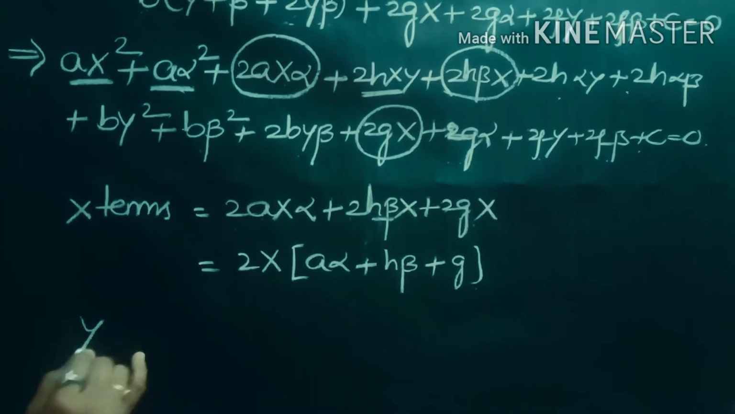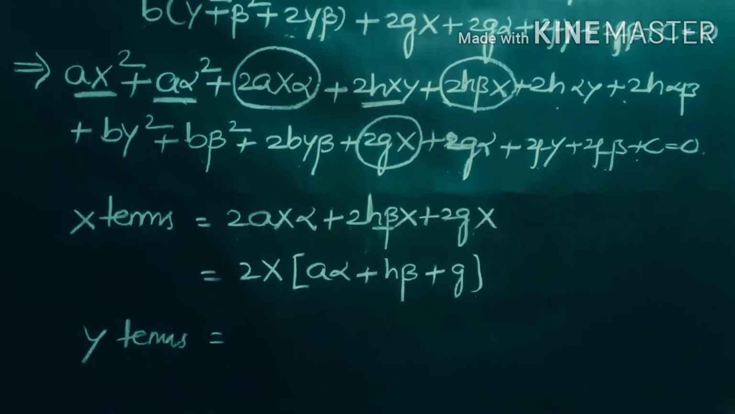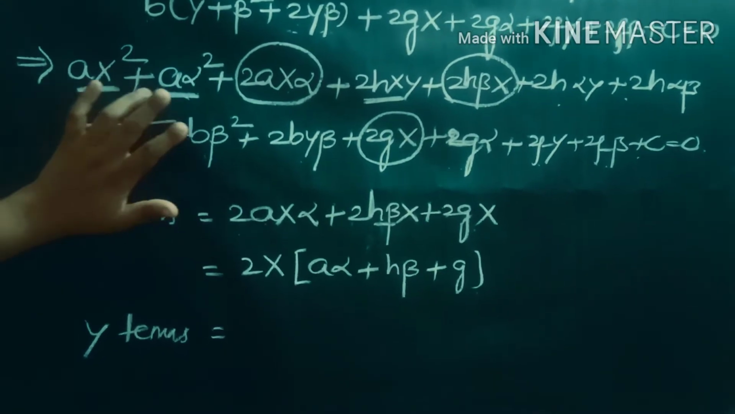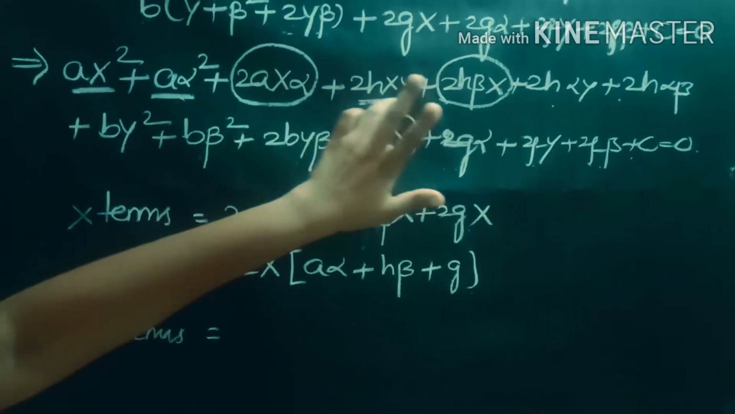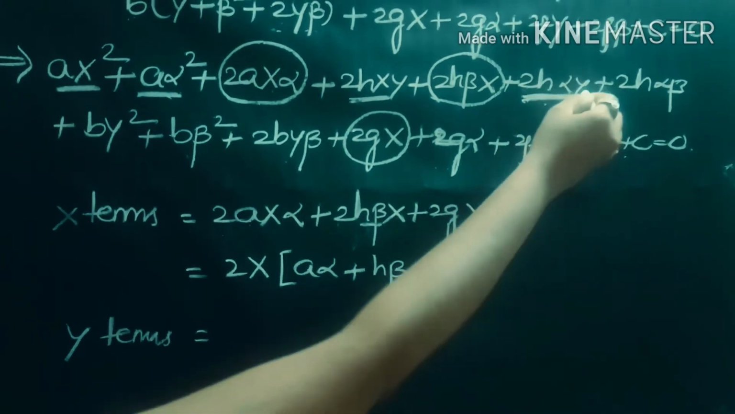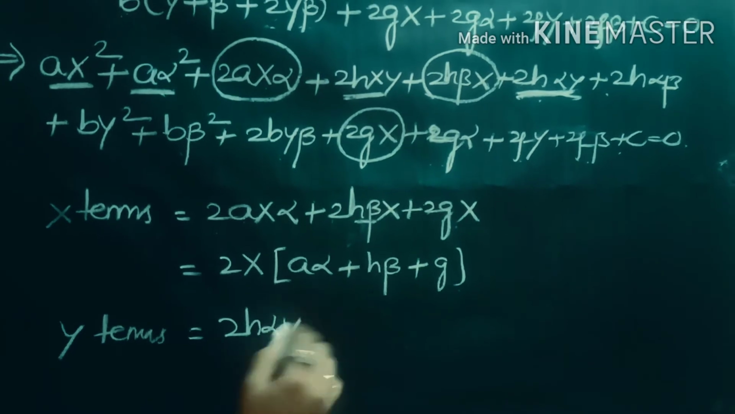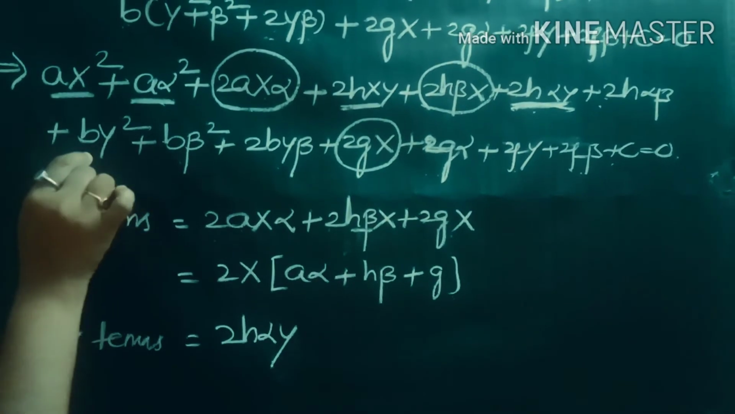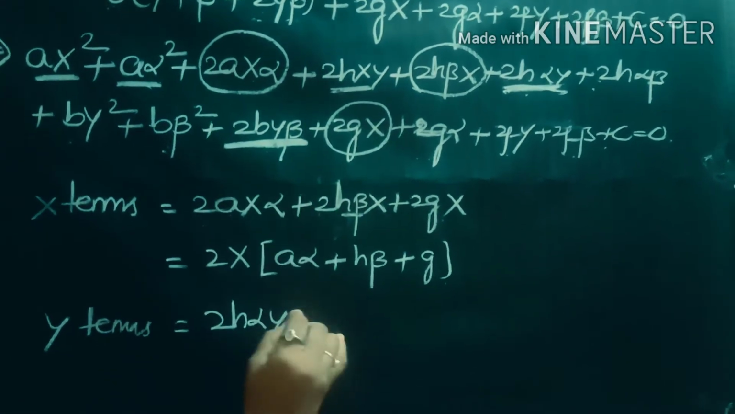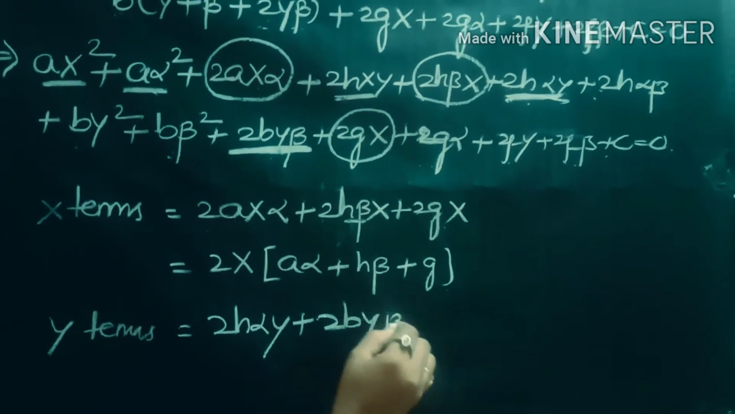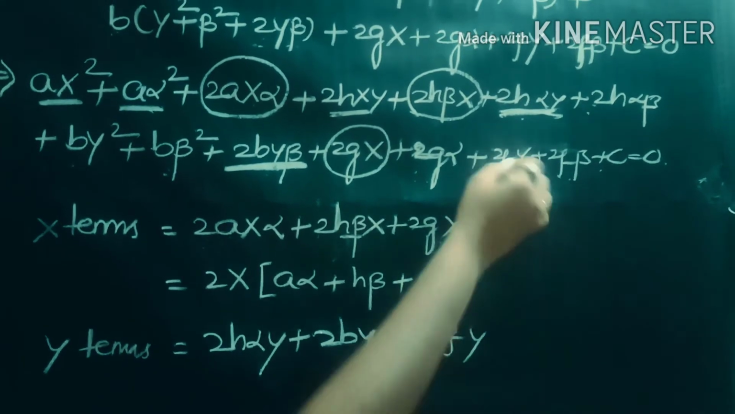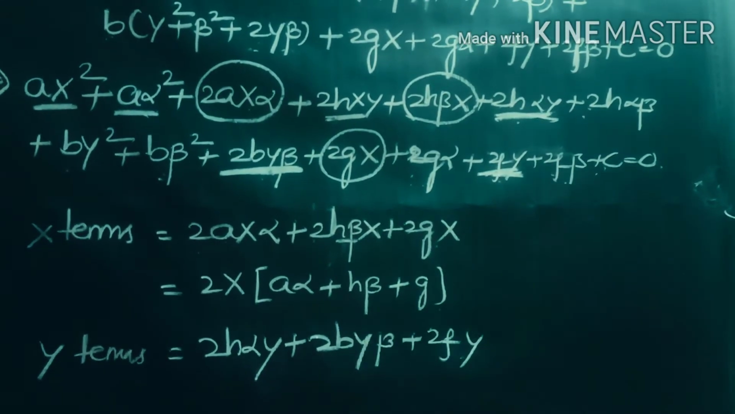Now we take the y terms. So what are the y terms? First we check which terms are there. a x square, a alpha square, 2a x alpha are not y terms. xy, 2h beta x is not a y term. 2h alpha y is a y term. 2h alpha beta is a constant, b y square is a y term, b beta square is a constant, 2b y beta is a y term. 2g alpha is a constant, 2fy is a y term, 2f beta plus c are constants.